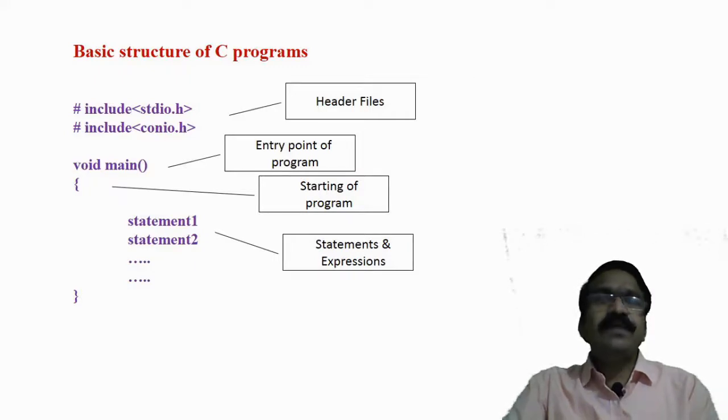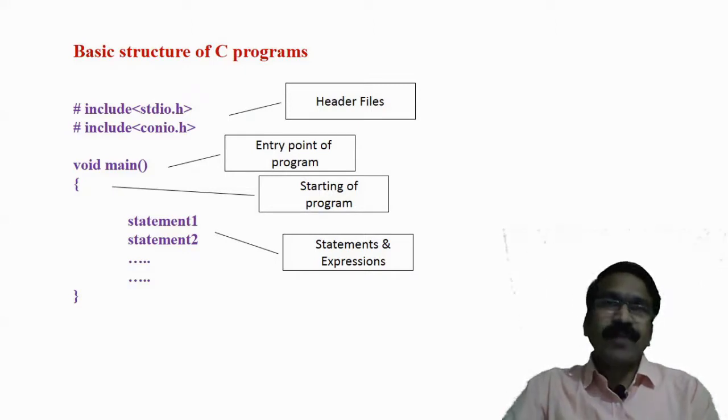In the same way, the second header file we use here is conio.h, just for formatting the program, formatting the output, what your output will display. To format that output, we simply use this header file conio.h.